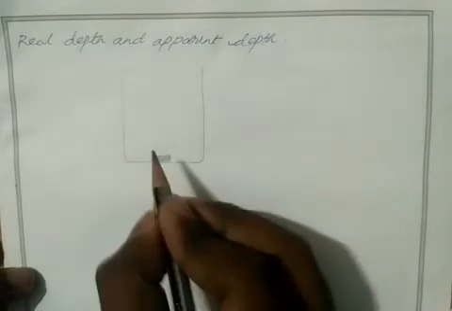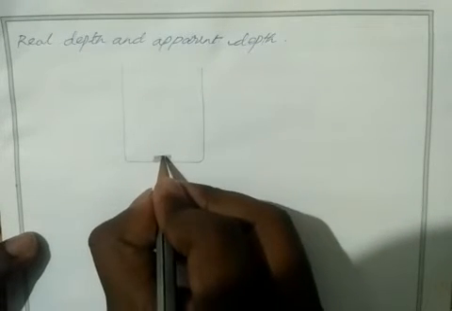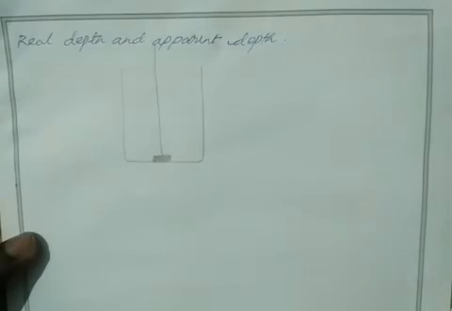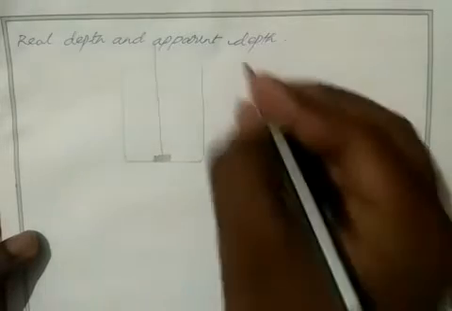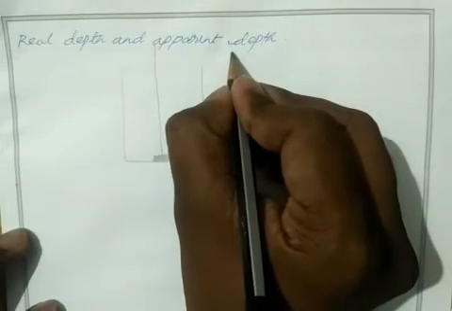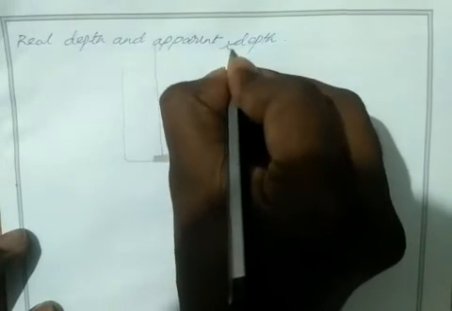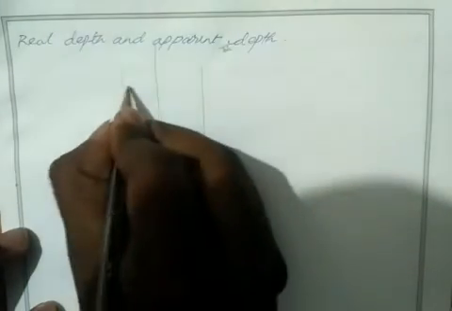Correct? So a light is coming outside from the object. Why? Because of light we can see all the objects. Without light we cannot see the object. So a light is coming out from the object. Then a person sees this coin from here. Then the light rays come here.